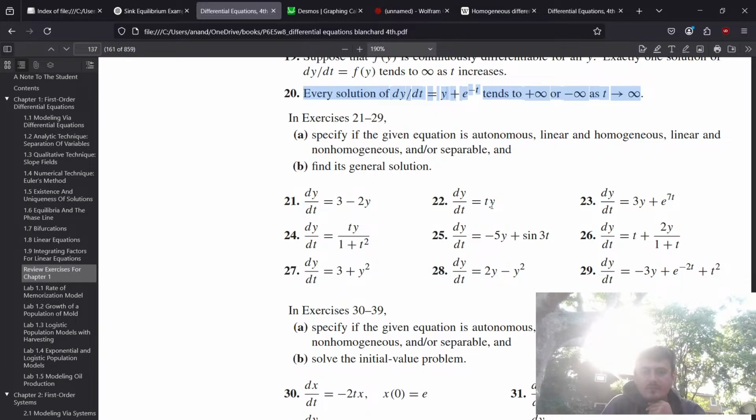Okay. All right, so 21 is autonomous and separable. Autonomous, therefore, implies separable. Okay, and let's find its general solution. So dy over 3 minus 2y is equal to dt. We integrate. See, this is where I need the practice. So how do I integrate this?